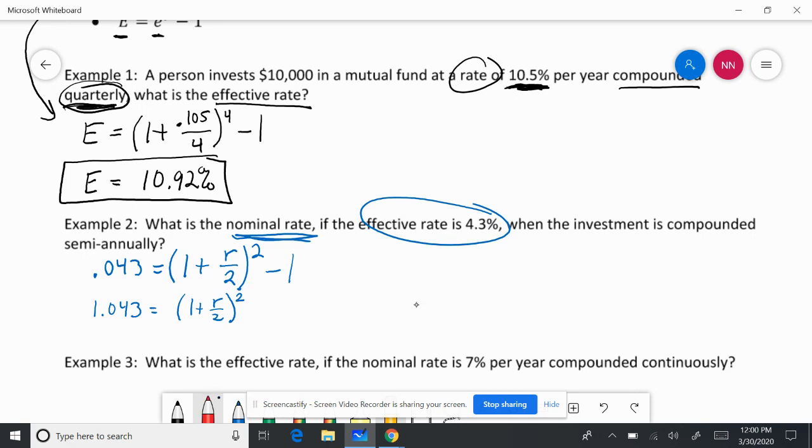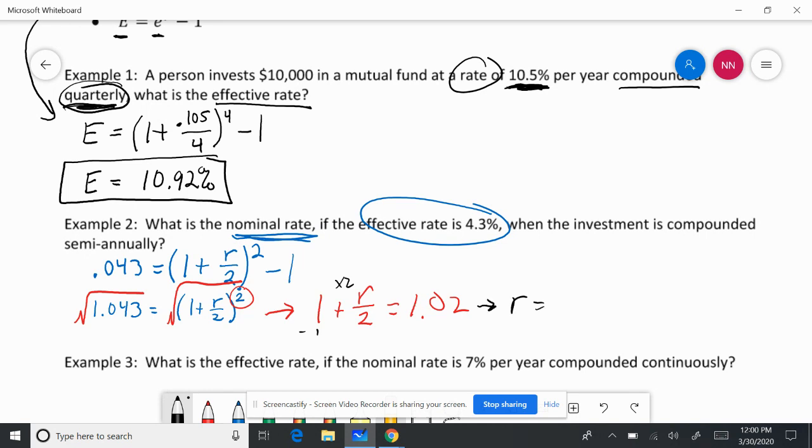Now what we have to do is we have to get rid of the squared. So we're going to do the opposite operation, which is a square root. And what we get is 1 plus r over 2 is equal to, remember I'm putting the rounded value, 1.02, but on my calculator I have the exact. I'm going to do 2 steps in one. I'm going to first subtract the 1, and then I'm going to multiply it by 2 on my calculator. So I subtract the 1, I multiply it by 2, and I get a rate of 4.25%. Now remember, the effective rate is always more than the nominal rate.